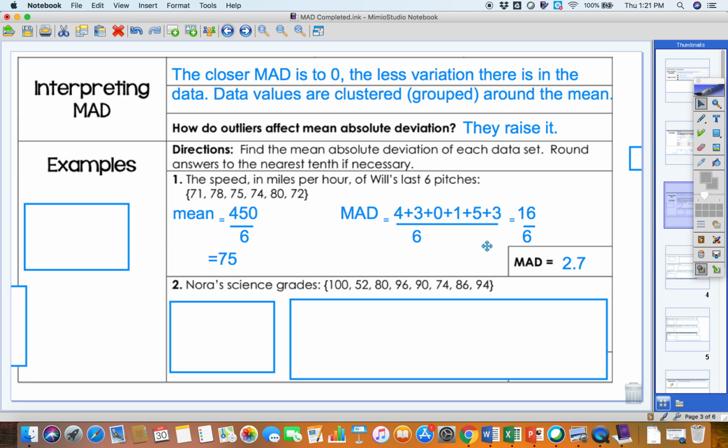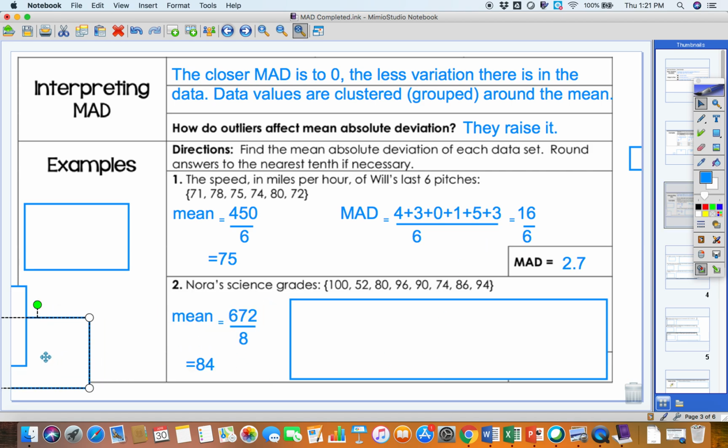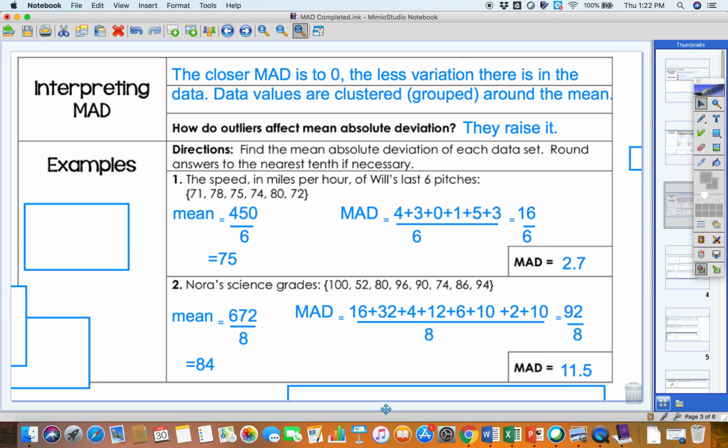Then we have Nora's science grades. Again, we want to find the mean first. So that's 672 divided by 8, which is 84. And then we want to find the difference between each of those data points and 84. So when we do that, we're going to get 16, 32, 4, 12, 6, 10, 2, and 10 divided by 8. So that's 92 divided by 8, which is 11.5.